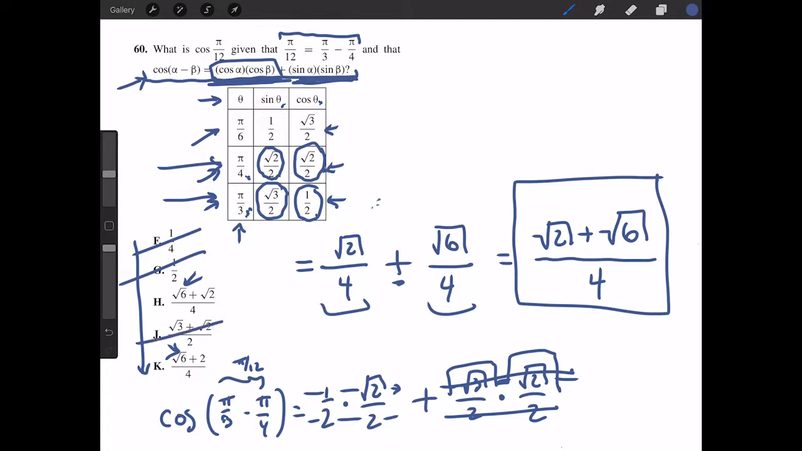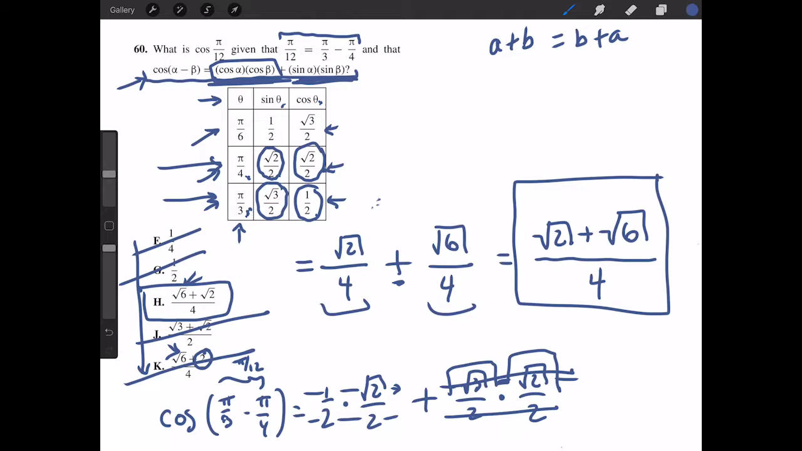Now, I know that when you see this answer and you try to match it with those given, well, F is wrong, G is wrong, and then J doesn't even have the square root of 6. So it's really between H and K. Well, K doesn't work because it's square root of 6 plus 2, and where did that come from? So that's wrong. It's H.